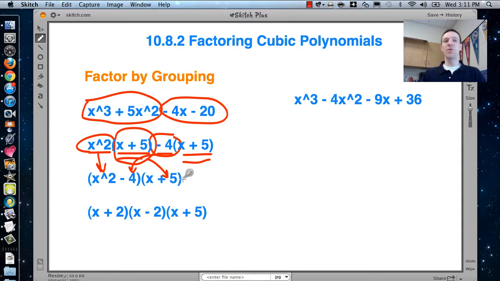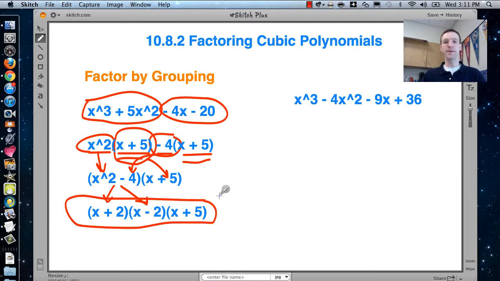Alright? Now one last thing you have to do, just make sure you factor it completely. Can you factor x squared minus 4 anymore? You can. That gets factored into x plus 2 times x minus 2. It's a difference of perfect squares. Tack on the x plus 5, and this is your final answer. Okay? Now let me just do one more, a little more quickly, and show that one over here.